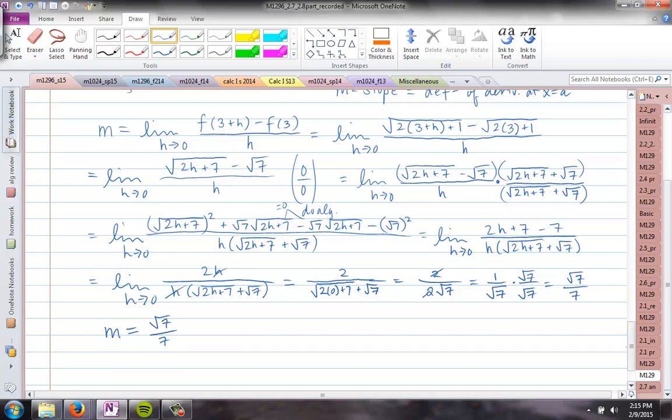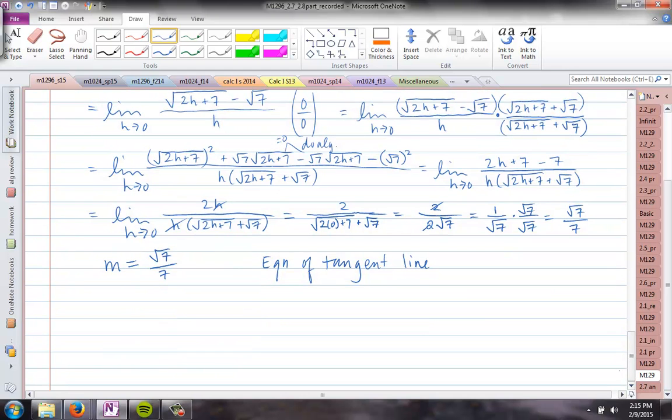Alrighty, now what were we doing? We were trying to find the slope as part of a larger problem. We want the equation of the tangent line, not just the slope. So I'm going to do this in 2 ways, and there's even more than these 2 ways, but these are the most common. So the first one is to use y equals mx plus b twice.